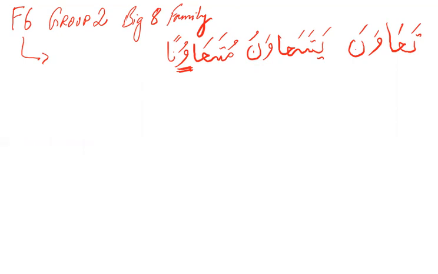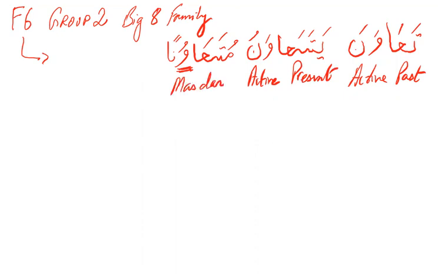So this was our active past, this is active present, and this is our masdar. So these are the 3 words that we have to memorize. There's no rule or set of rules to follow to make this. This is just as is.